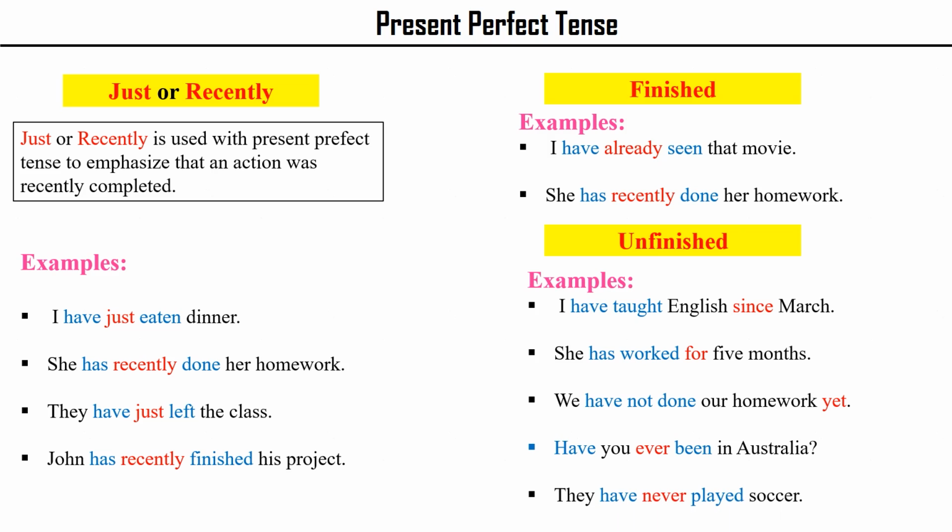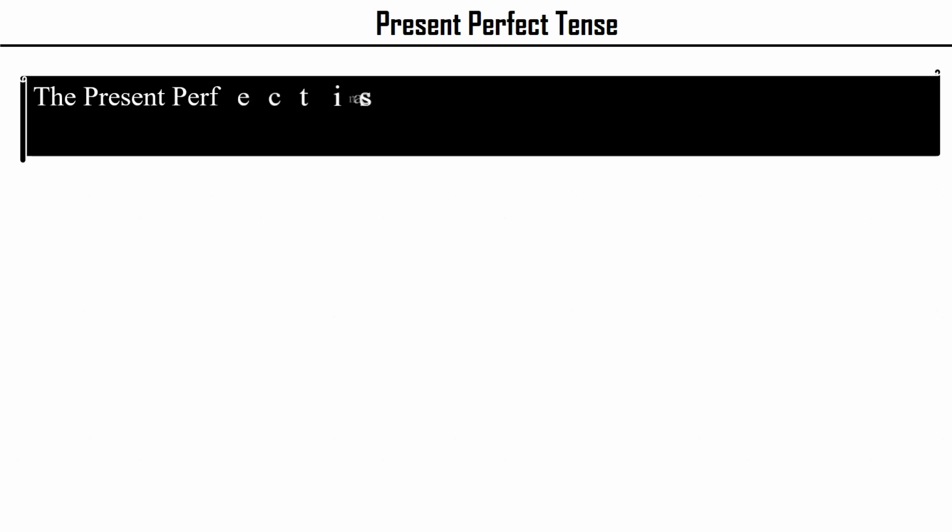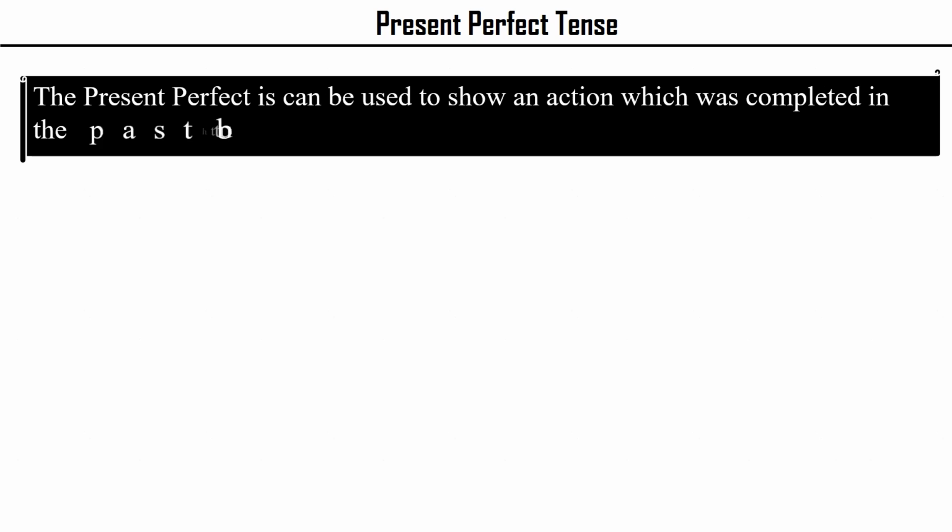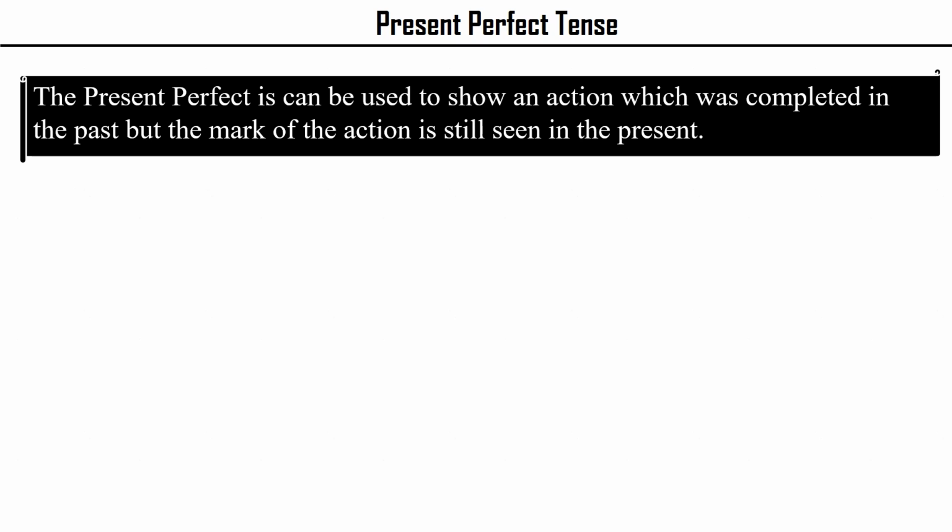All of their lives, in the past till present and including the present, they have not played soccer. So this sentence shows unfinished action. The action started in the past. Some action started in the past and it is still true in the present.